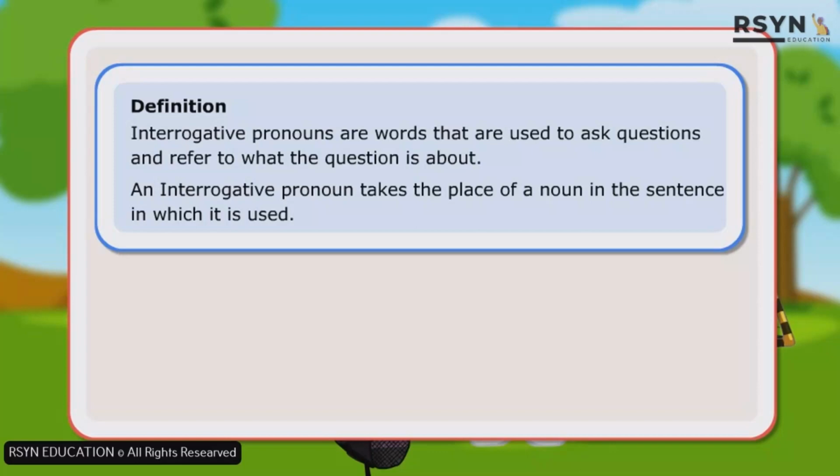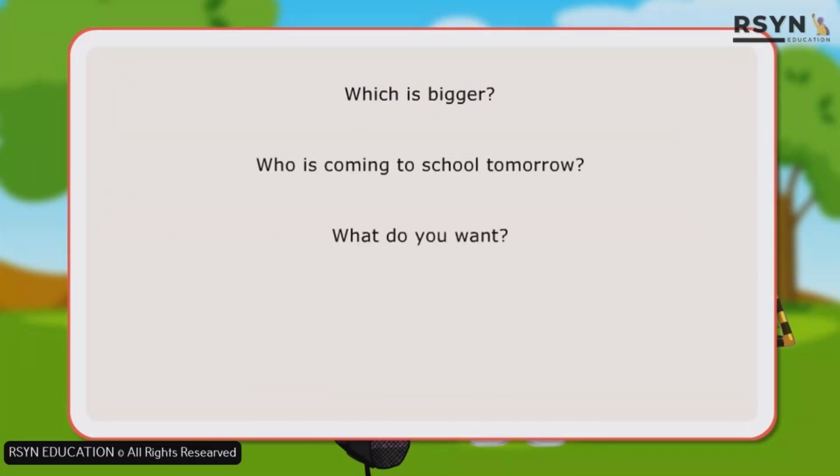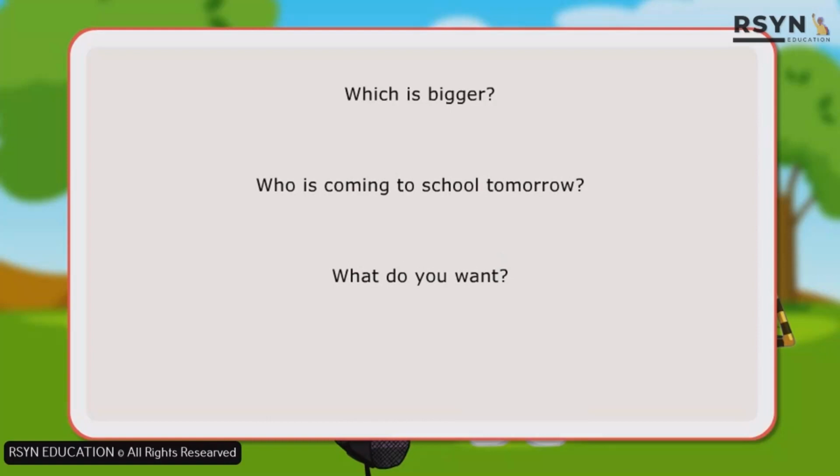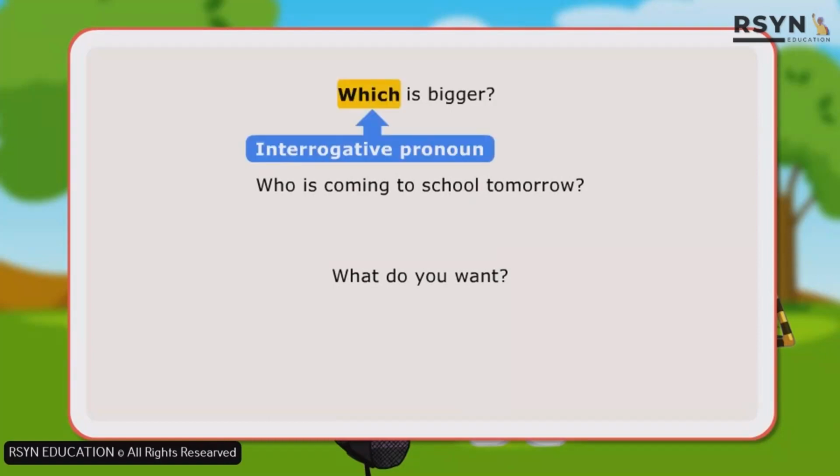Let us look at few sentences. Which is bigger? Who is coming to school tomorrow? What do you want? In the first sentence, which is an interrogative pronoun since it stands in the place of a noun and is a question word.